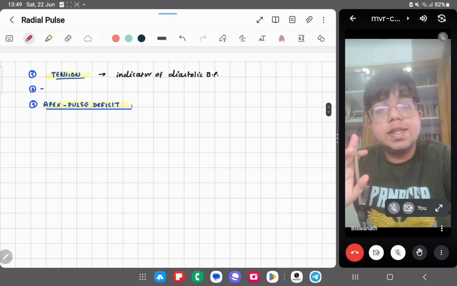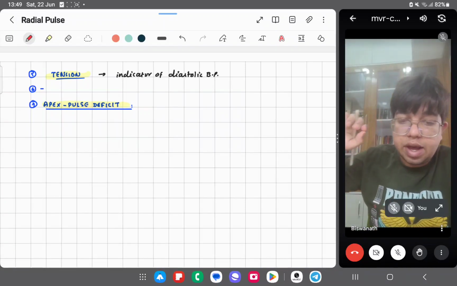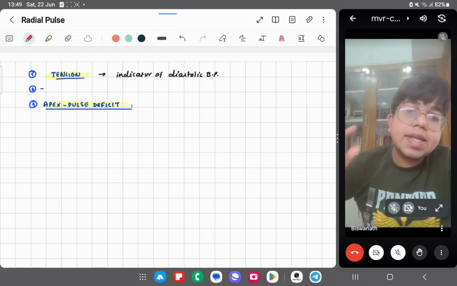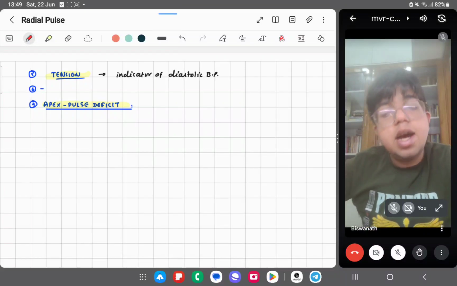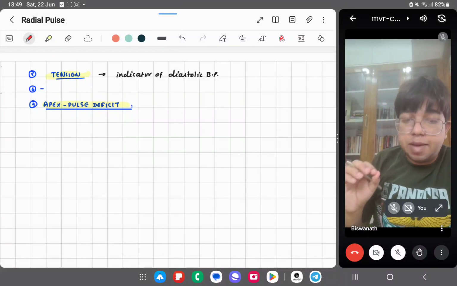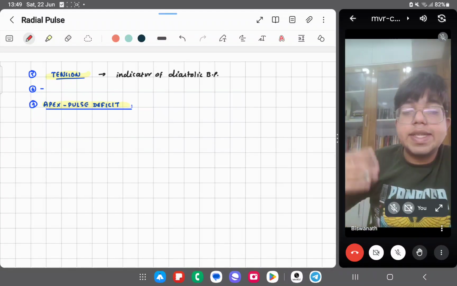So what is the case here? Apex pulse deficit means you have to feel the pulse on your radial artery as well as the apex beat on the mitral area, right? You know the mitral area, and you have to feel the apex beat on the mitral area as well as the pulse on the radial artery simultaneously.